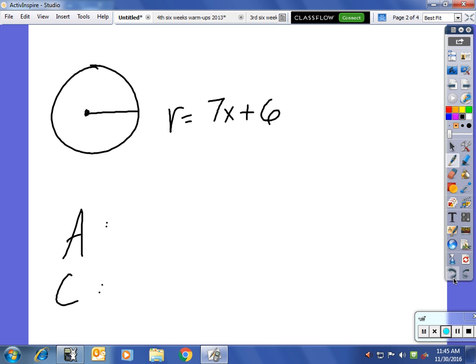Area is radius times radius, and then make sure you put a pi on your answer. Circumference is pi times diameter. So if you don't know the diameter, you've got to figure it out, which is pretty easy. You just double the radius.